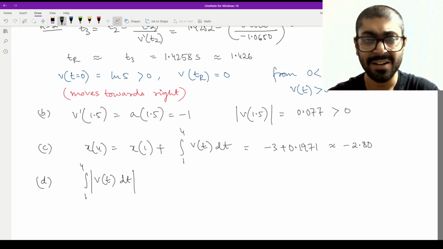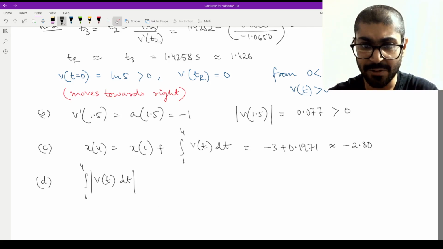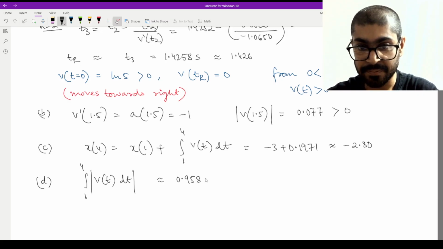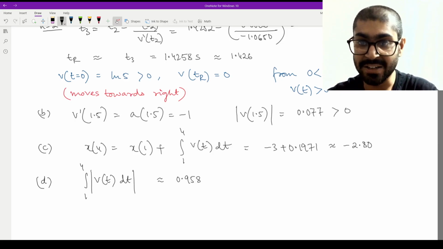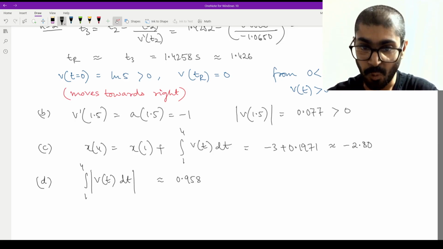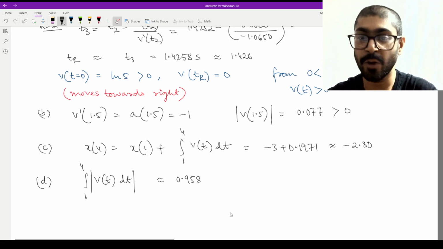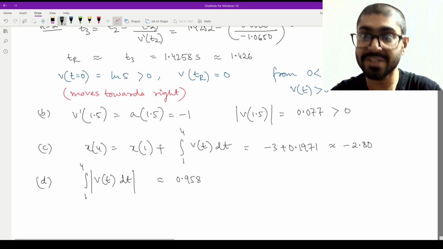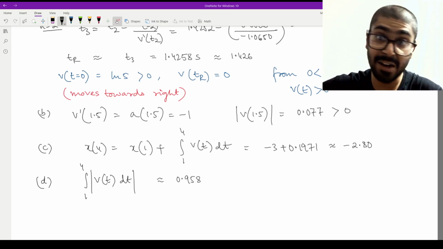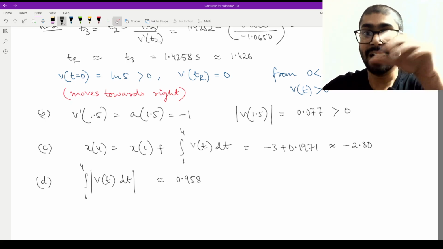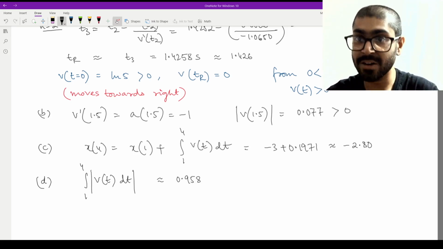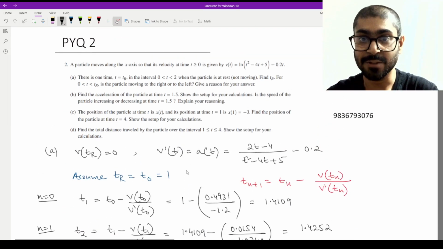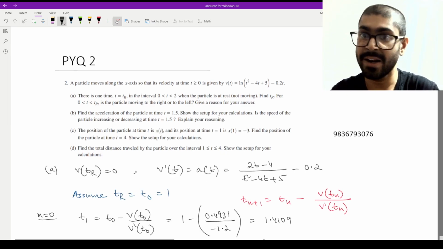Again easy calculations via the calculator, this will give you 0.958. Now this value 0.958 means that the total distance traveled by the particle over 1 to 4 units of time is 0.958. Now this is getting traveled in the opposite direction. How do we know this? From the previous subpart. I hope you got the answers to this question as well as the gist of what is happening to the particle in question.